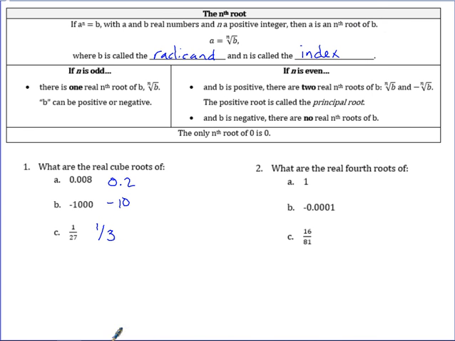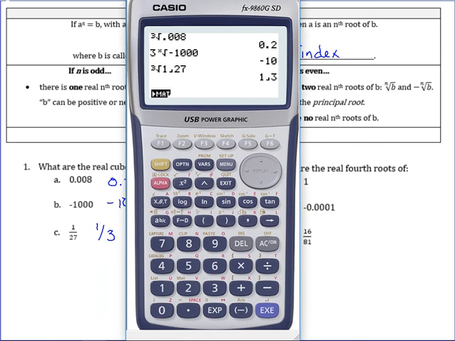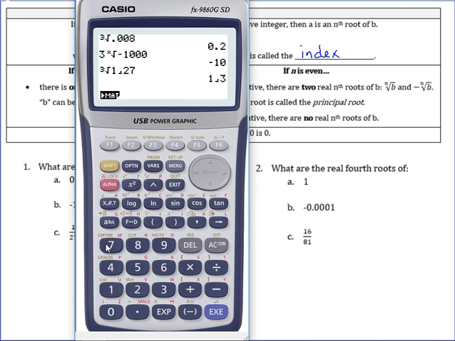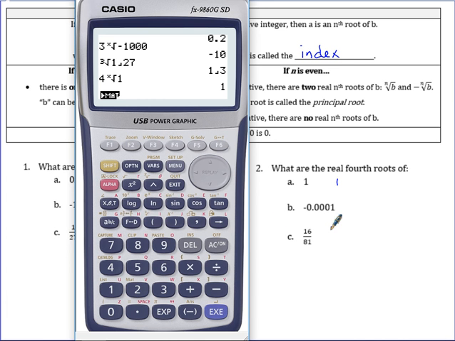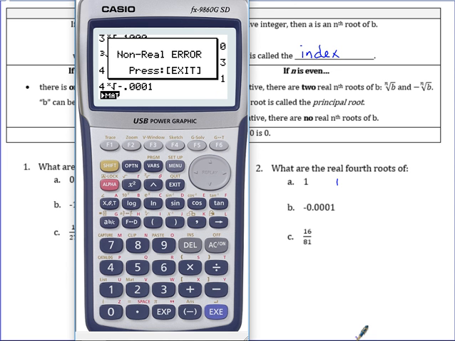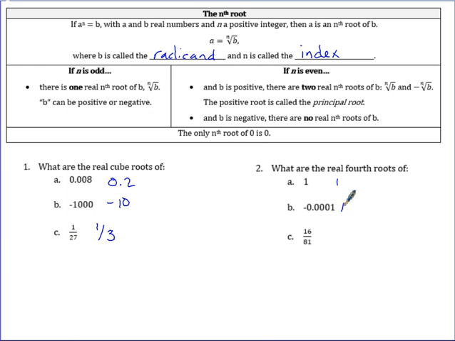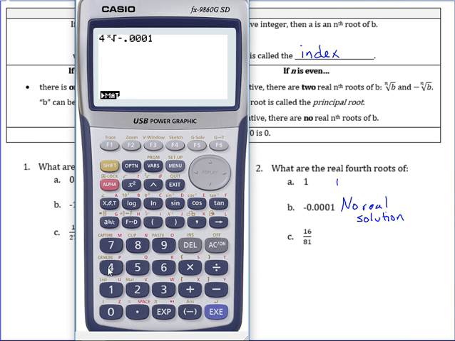So what are the real 4th roots? Same thing, and this time we're going to use that little x root because we don't have a 4th root button out here somewhere. So 4 root of 1. The 4th root of 1 is, of course, just 1. The 4th root of negative 0.0001. Now, I'm going to go ahead and do it, but you cannot take an even root of a negative number. So if I do it, my calculator is going to tell me error. So there is no real solution. We know there is an i solution, but for these it's good enough to just say no real solution.